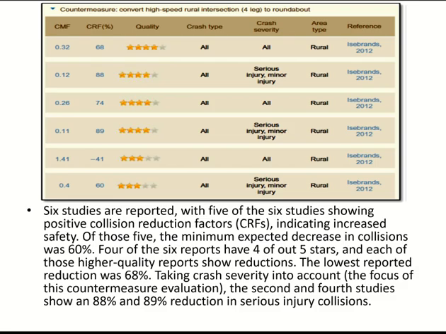Here it says crash reduction factor. In 1, 2, 3, 4, 5 of the studies, there was a reduction in crashes because of this, and you can see how much. In one of these studies there was an increase, and you can see how much. If you want to see why this happened, you can click on this. It will take you to the study and you can see the reasons and so on. Clear? So this is how we use that website.